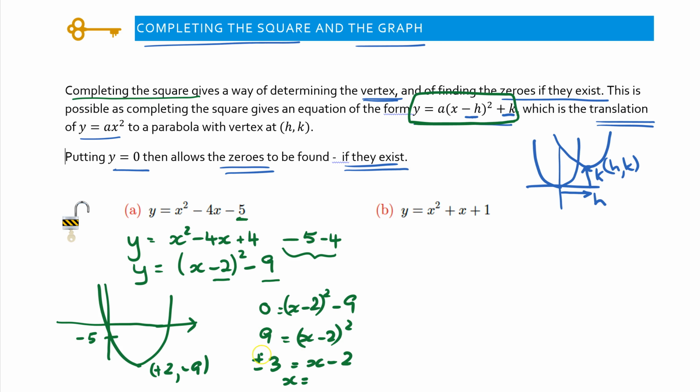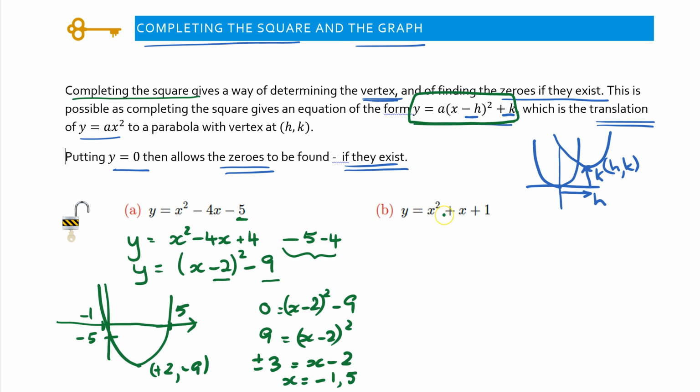If I take this 2 over to the other side and add it to minus 3, so plus 2 minus 3 is minus 1, and plus 2 plus 3 is 5. So that's the value of these two zeros here. x equals minus 1 and x equals plus 5.